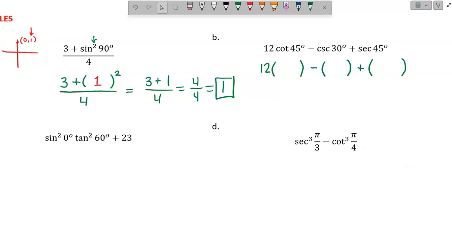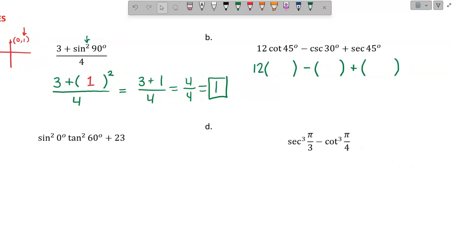Now, if we go to the next one, we're going to need to utilize some of our knowledge of the trig toolbox. So cotangent of 45 is the reciprocal of tangent of 45. Tangent of 45, as you know, would be just 1 over 1. So the answer for this one is 1. Cosecant of 30 is the reciprocal of sine of 30. Sine of 30 is 1 over 2. So cosecant would just be 2. And then last but not least, the secant of 45 is the reciprocal of cosine of 45. Cosine of 45 is 1 over root 2. Therefore, we would put root 2 in its place.